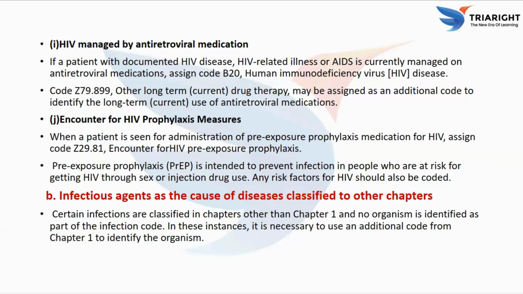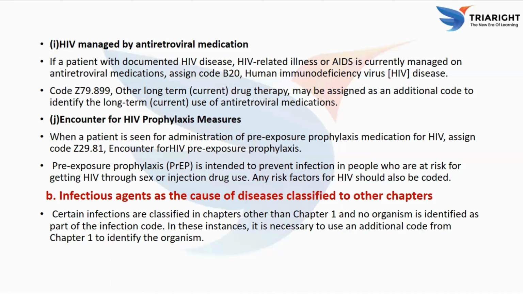You have to assign the code Z29.81 for encounter for HIV pre-exposure prophylaxis. You use this when the patient comes specifically to start PrEP, to continue PrEP, to refill PrEP medications, or to get the monitoring labs for PrEP. So what are the coding rules for PrEP visits?